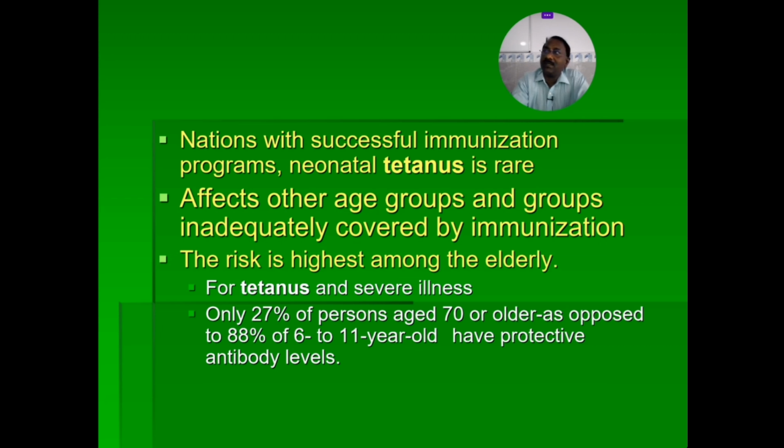The risk is highest among elderly individuals. For tetanus, a severe illness, only 27% of persons aged 70 or older, as opposed to 88% of 6 to 11-year-olds, have protective antibody levels. So the protective antibody levels are very high in younger individuals compared to elderly individuals. The elderly are more prone to tetanus because of these low levels of antibodies.